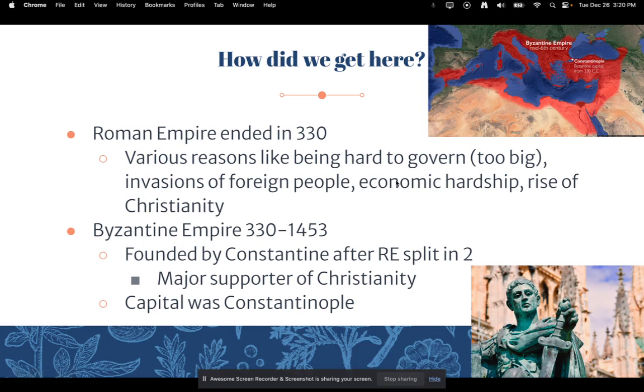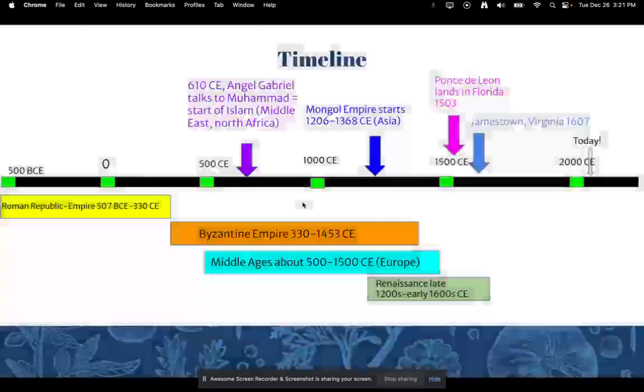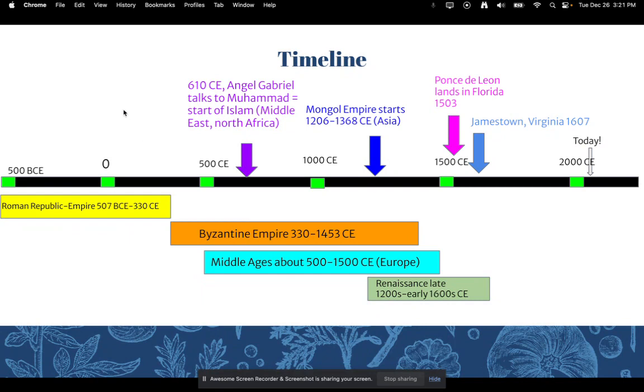After the Roman Empire, over here on the Asia side, where Constantinople is, rose the Byzantine Empire, which lasted from 330 to 1453. We'll talk about it throughout this whole unit. But once again, to recap, it was founded by Constantine after the Roman Empire split into two. They were also a major supporter of Christianity, and their capital was Constantinople, which is right here on the map. So here's a timeline that I drew up.